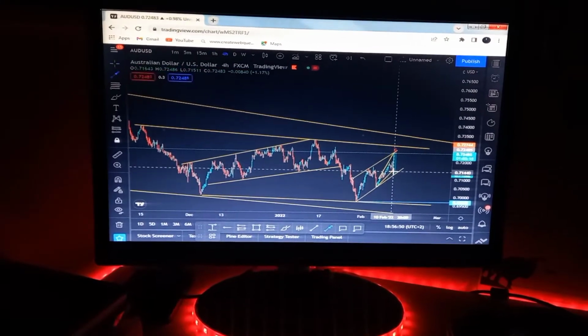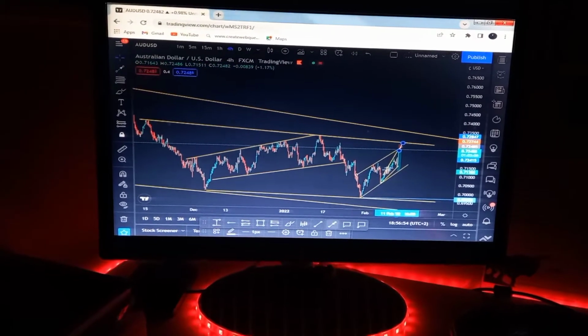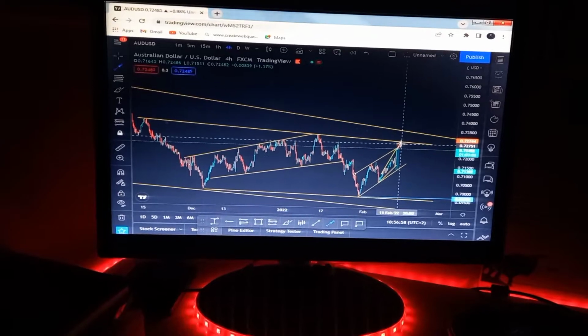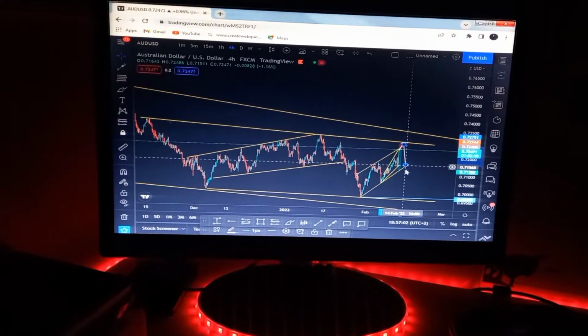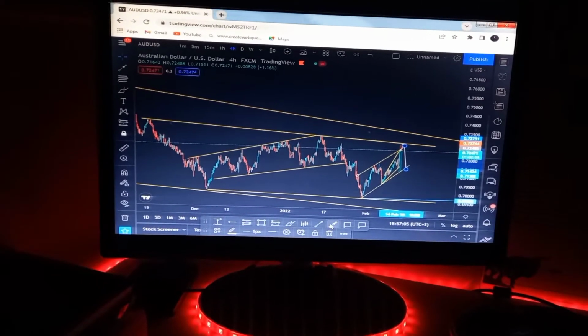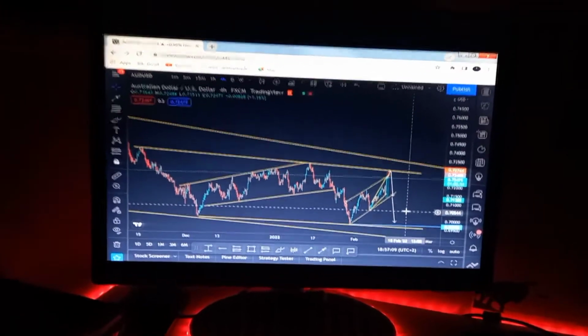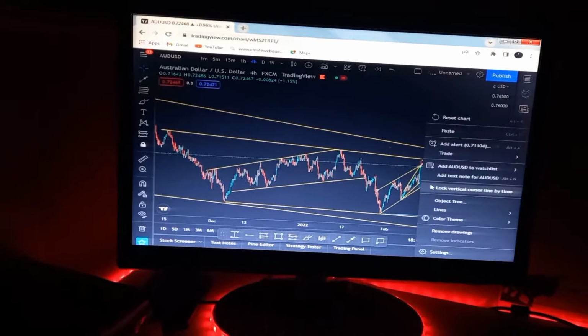You can see the market push up a bit until that area there, and then start pushing down till here. Obviously we wait for the market to break, and then we could see it push down once again until there. So that's my analysis on AUD USD.